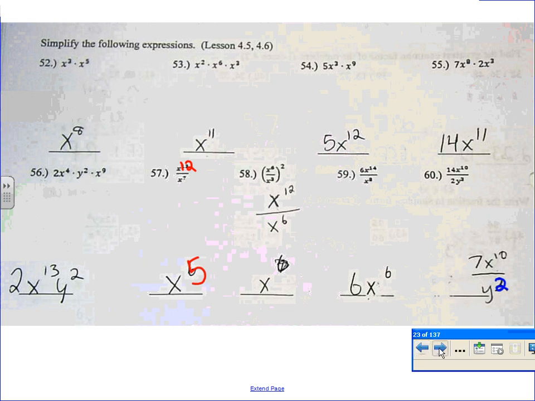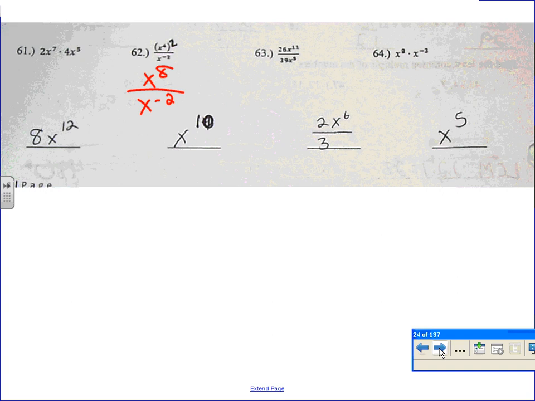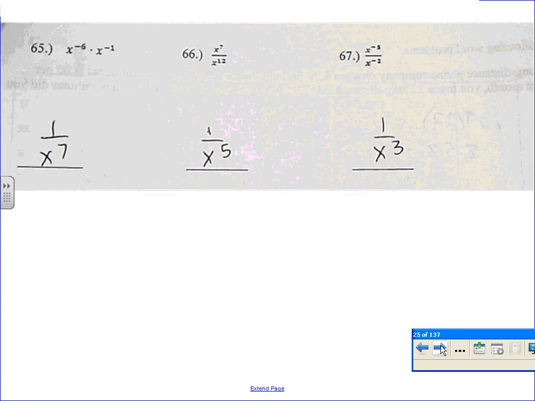Abigail, you okay? Did I read 64 for you guys? Okay. Is everyone okay with checking answers up to that point? Okay, let me read the last page. 65 is 1 over x to the 7th. 66 is 1 over x to the 5th. 67 is 1 over x to the 3rd.